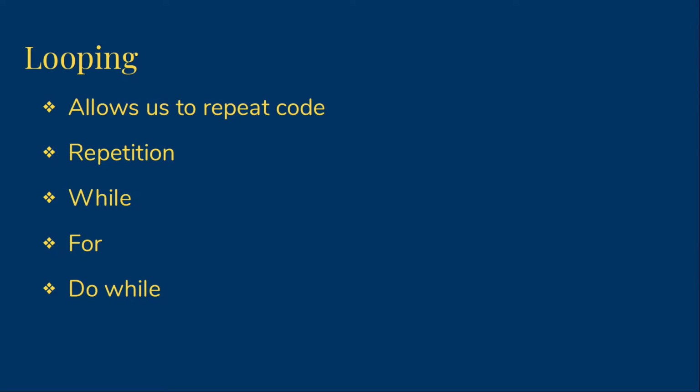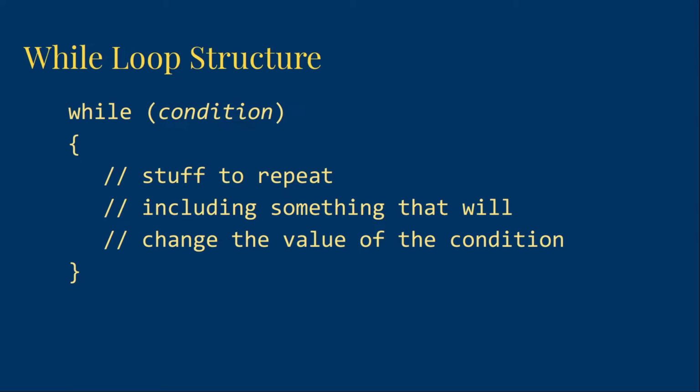In this video, I'm going to focus on the while loop. It is in some ways the simplest of the three structures, but it's also the most versatile. Anything I can do with a for loop or a do while loop, I can do with a while loop. So this is the basic structure of our while loop.